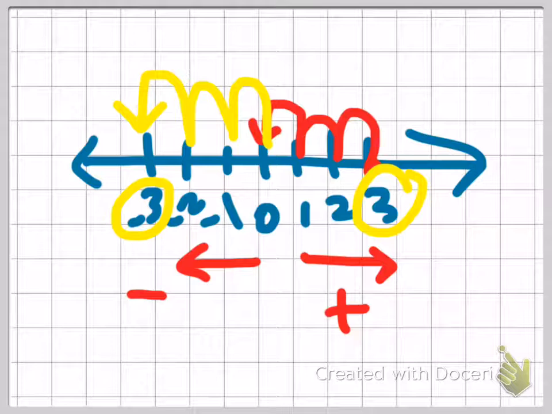So in the right direction, 3 spaces from 0 would be 3, and then in the left direction, it will be 3 spaces, and that gives you -3. So -3 and +3 would be opposites.